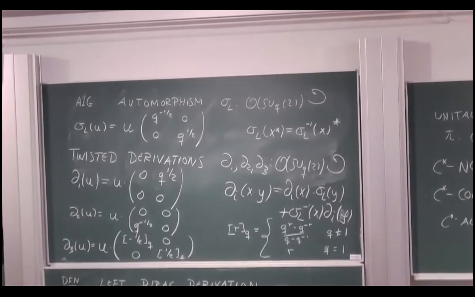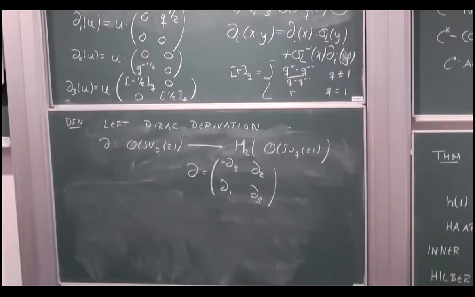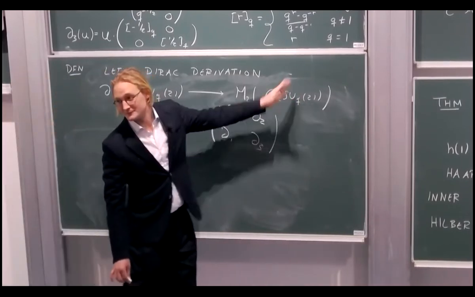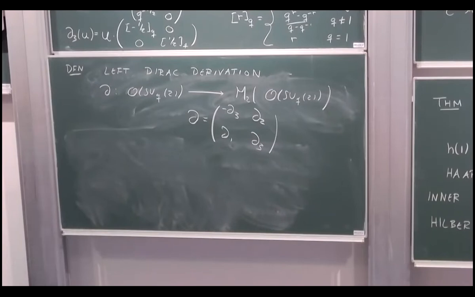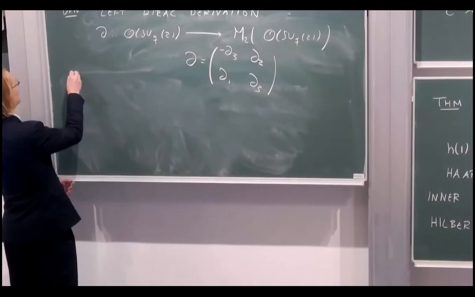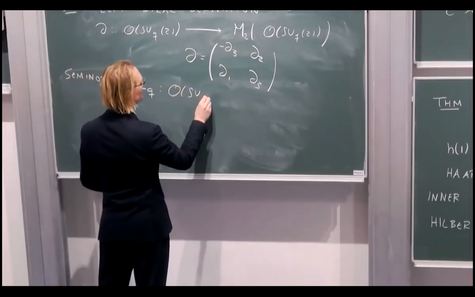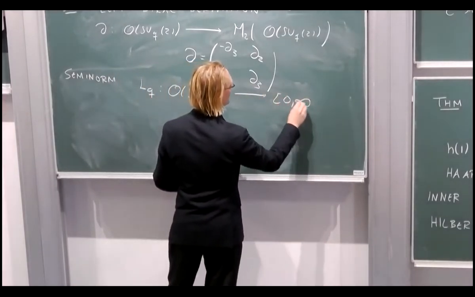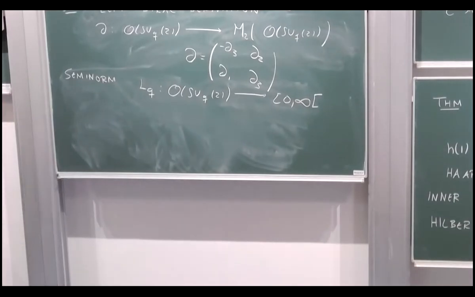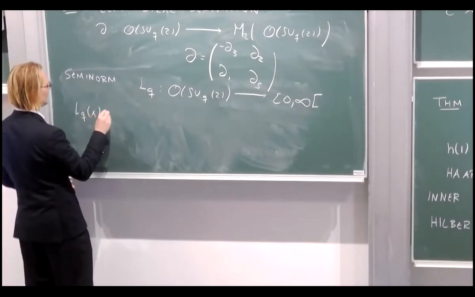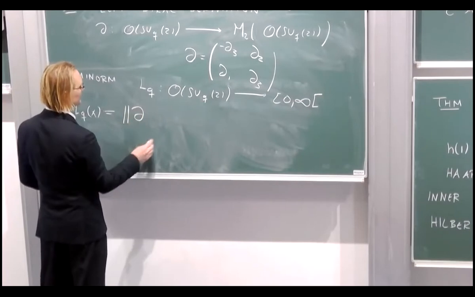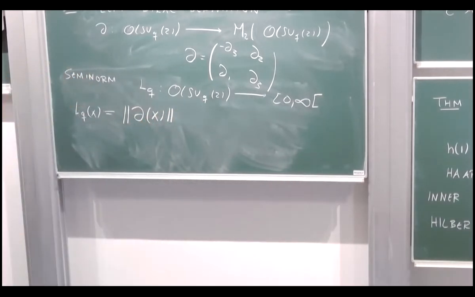The algebra acts diagonally on these 2 times 2 matrices. I'm going to apply this derivation to define a semi-norm. It's called LQ, defined on SUQ2. How is it defined? Well, I take the norm of the derivative of an element. So LQ of X is going to be the operator norm applied to the left Dirac derivative of X. That's it. I'm going to say that the metric properties of quantum SU2 are governed by this semi-norm here. And we shall see how this statement can make sense.